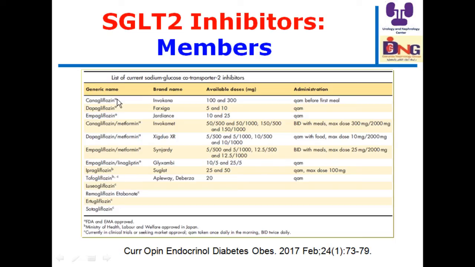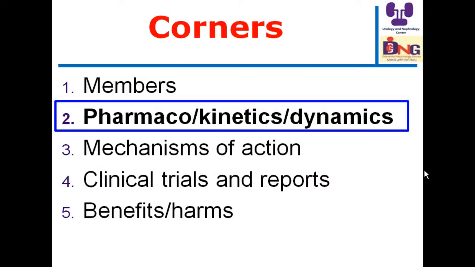A refers to that the drug is FDA approved. B, approved by the Ministry of Health in Japan. C means still waiting further approval from clinical trial. You can look at the different names and dosages of each drug.